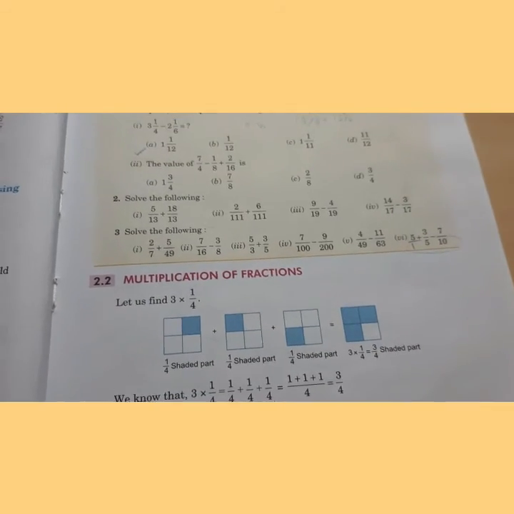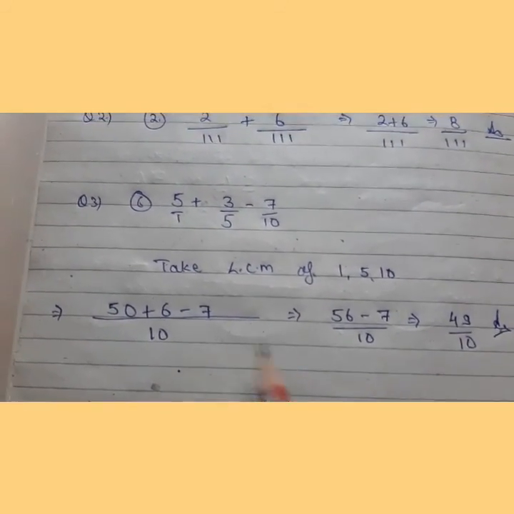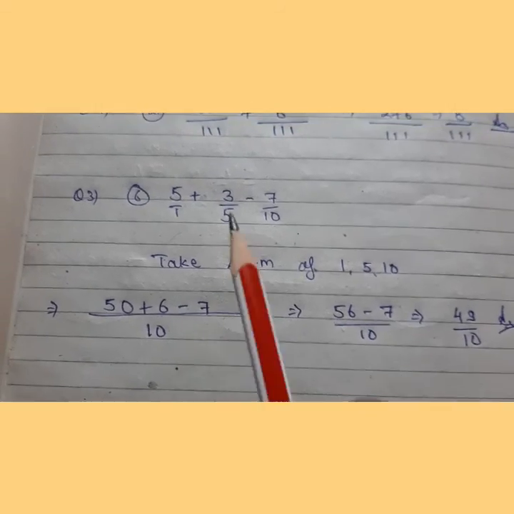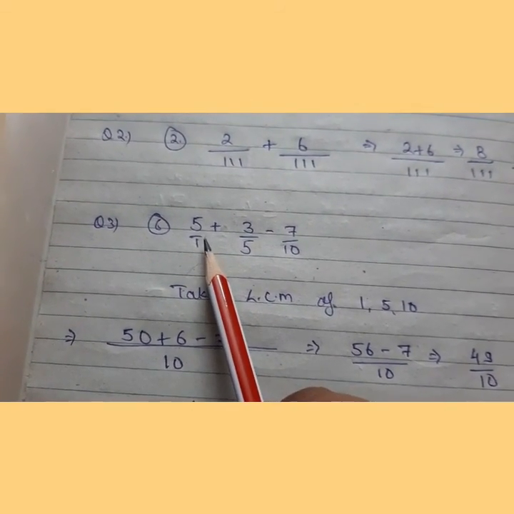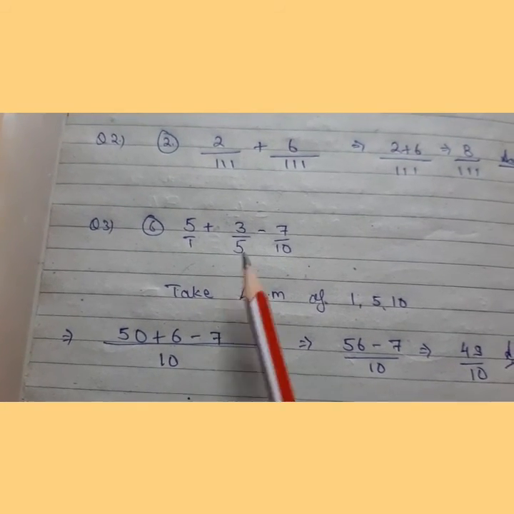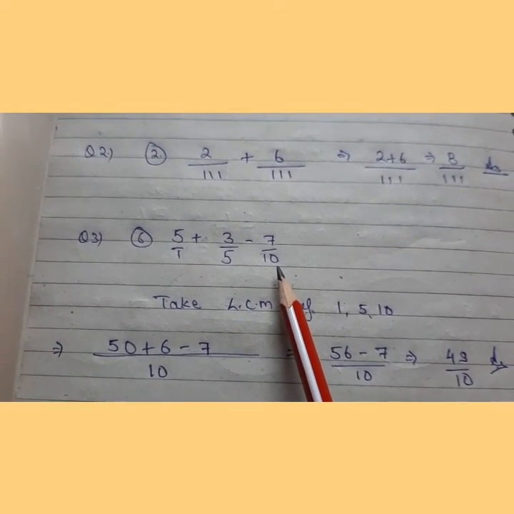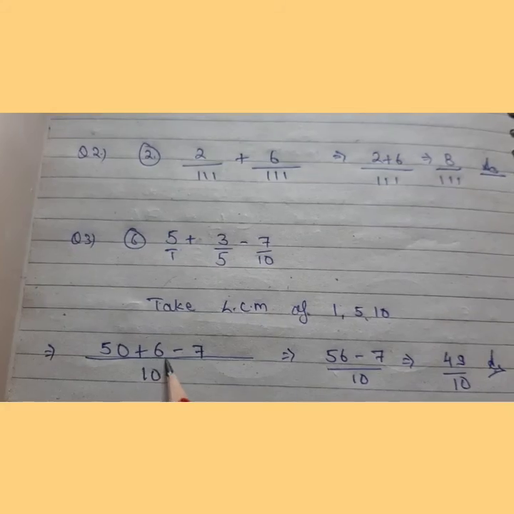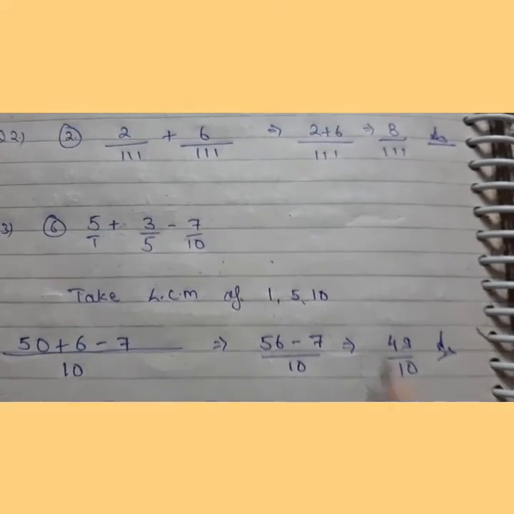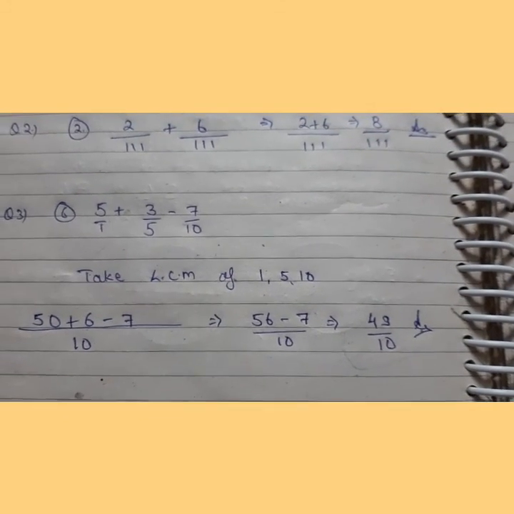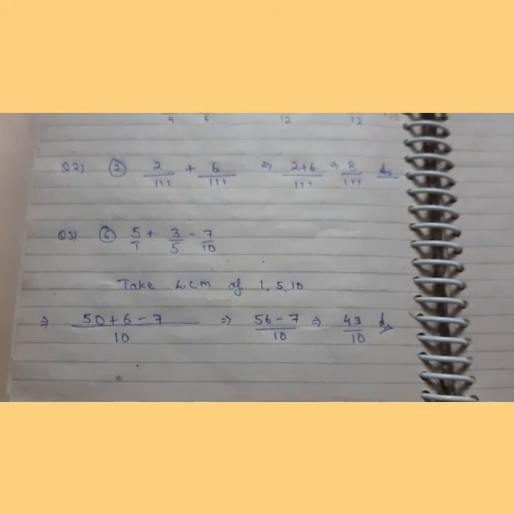So how will it go? It will go something like this. Since the LCM is 10, 1 into 10, so 10 into 5 is 50. 5 into 2 is 10, so 2 into 3 is 6. Then 10, 1 into 7, 7. 50 plus 6 minus 7. 56 minus 7, that is 49 upon 10. So with this, exercise 2.1 comes to an end.